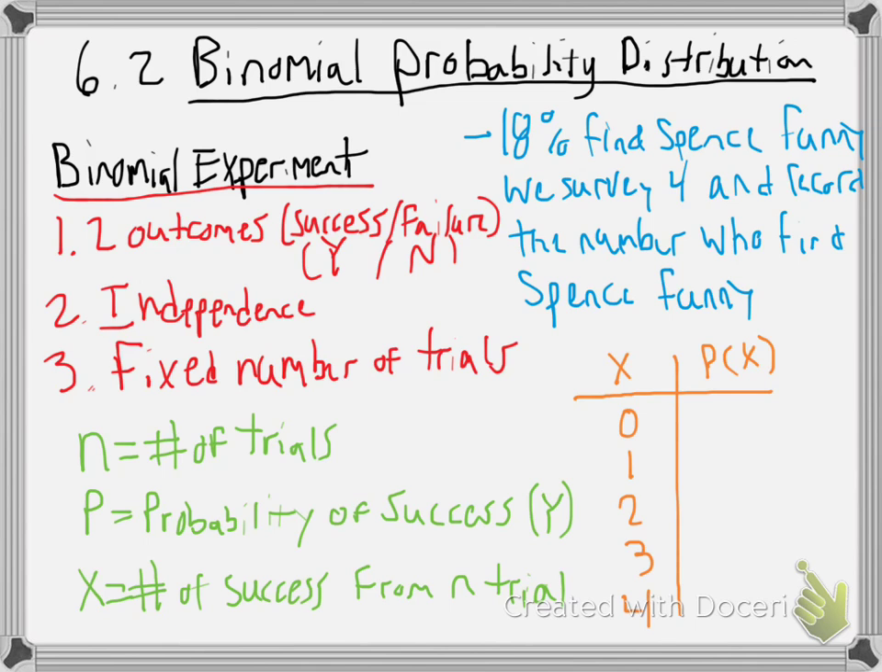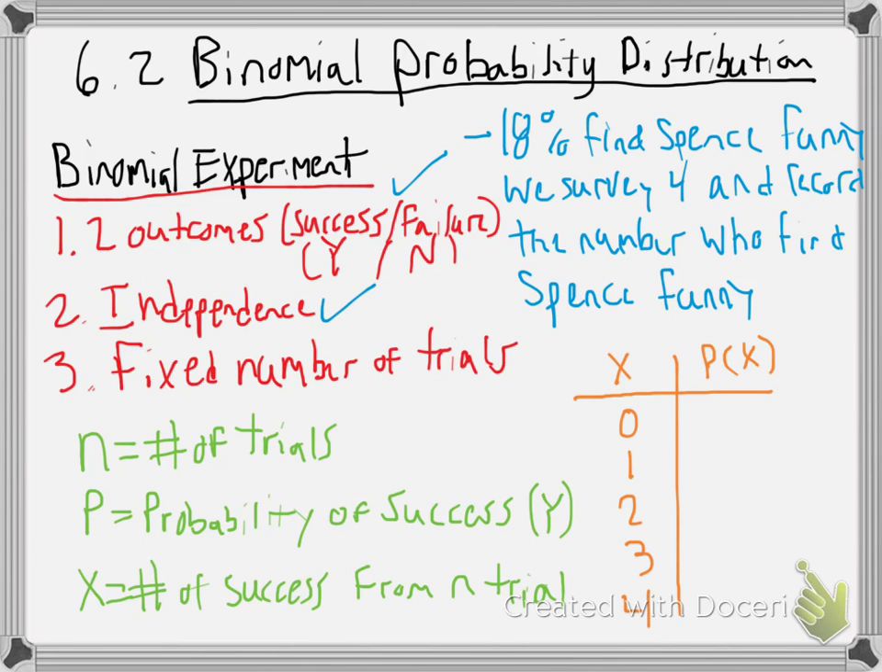When we do this, I'm going to check off the requirements. If we go out and ask people if they find Spence funny, that's a yes or no question, so we have 2 outcomes. All right. We're also given independence because if somebody answers yes to this question, it's not going to influence the probability that somebody else is going to say yes or no. So we have that. So the probability of anybody saying yes, Spence is funny is 18%.